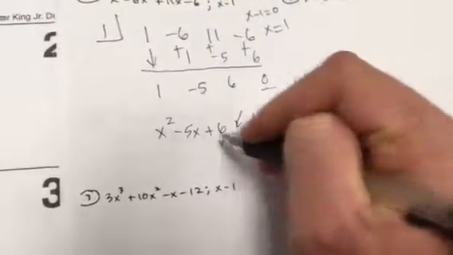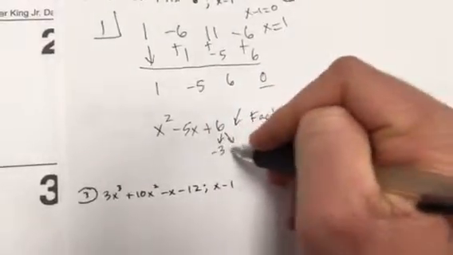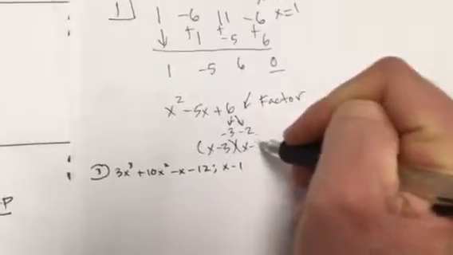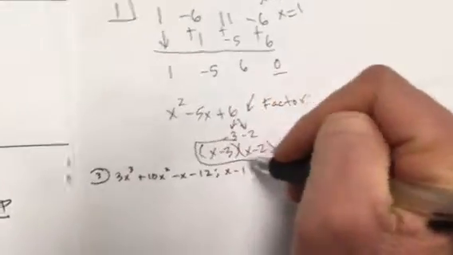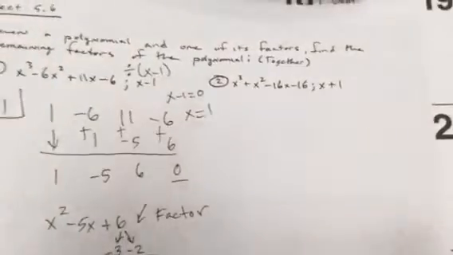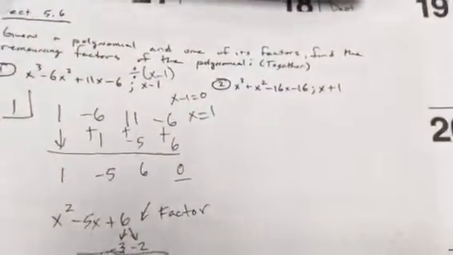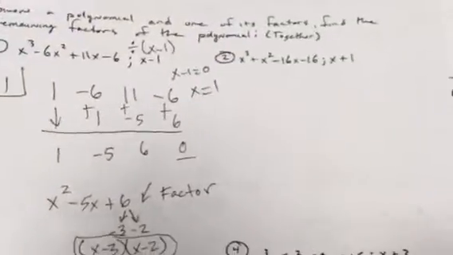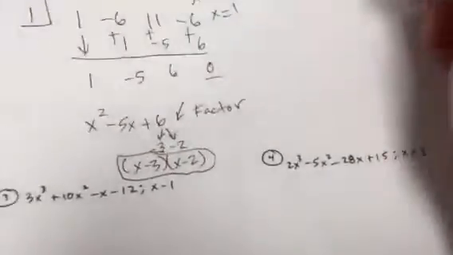What multiplies to 6 and adds to a negative 5? It'd be negative 3 and negative 2. So x minus 3, x minus 2 is your answer. That's the other two factors. All right, so why don't you guys try that with number 2 here. Pause the video right now. I'm going to give you the answer, and then that is it. Okay, so this one right here.